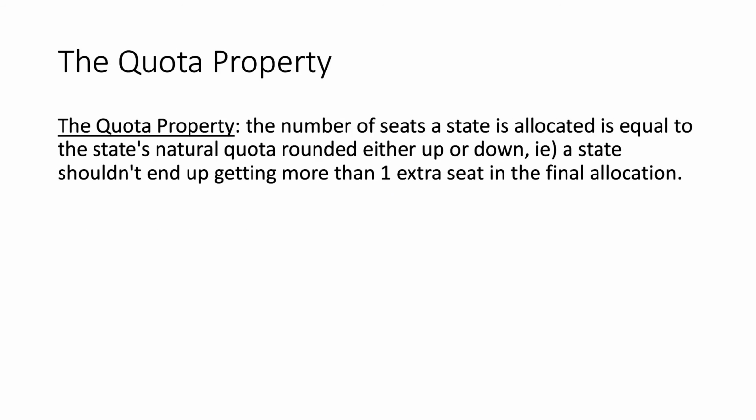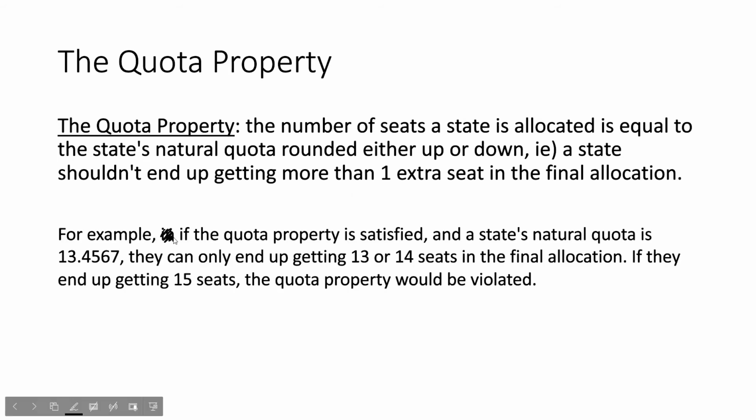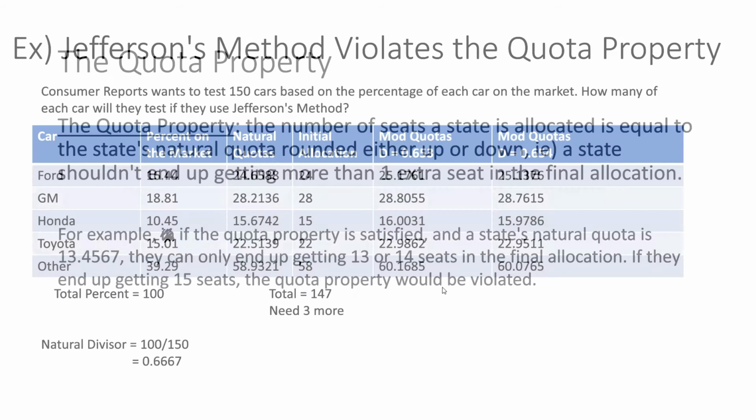So now to talk about situations where this threshold divisor technique isn't always reliable, we need to talk about the quota property. The quota property says the number of seats a state is allocated is equal to the state's natural quota, rounded either up or down. What this means is a state shouldn't end up getting more than one extra seat in their final allocation. For example, if the quota property is satisfied and a state's natural quota is 13.4567, they can only end up getting 13 or 14 seats in the final allocation. If they end up getting 15 seats or more seats, the quota property would be violated.